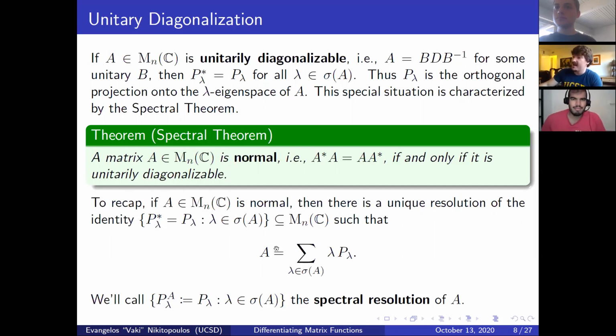And for a normal matrix A, I'm going to label P_lambda^A as this particular resolution of the identity. It's the canonical diagonalization, if you will. And I'm going to call it the spectral resolution of A.